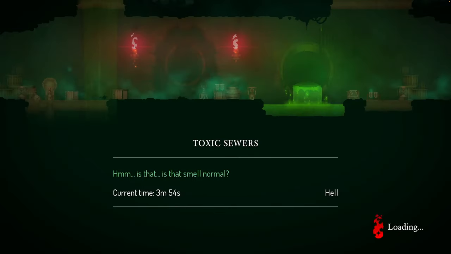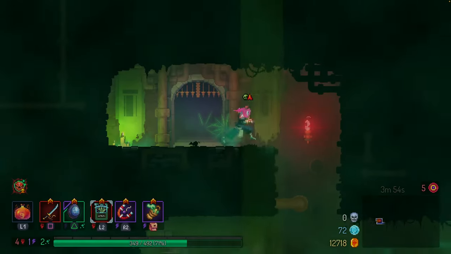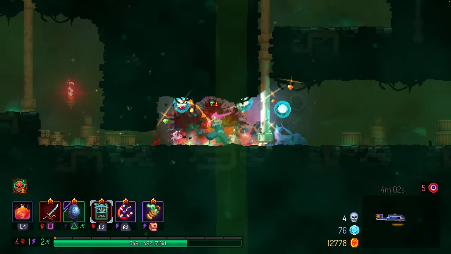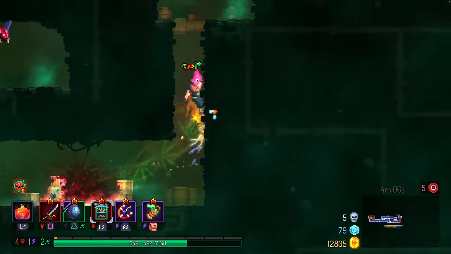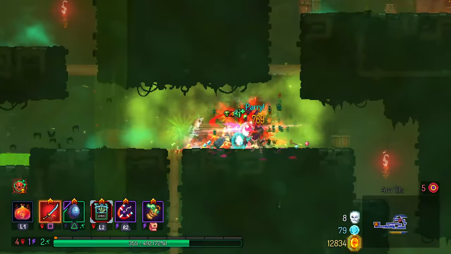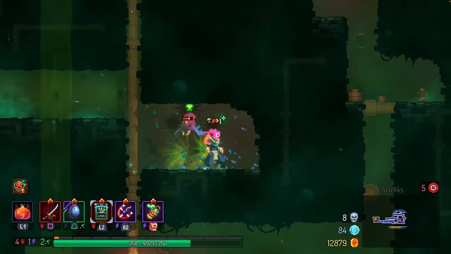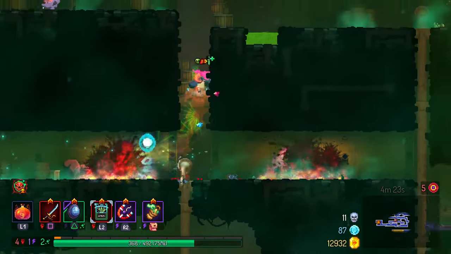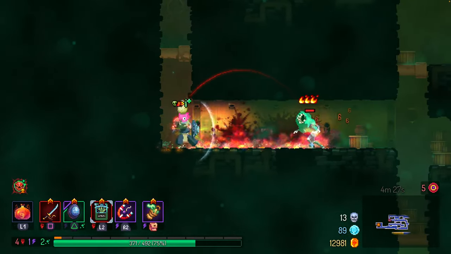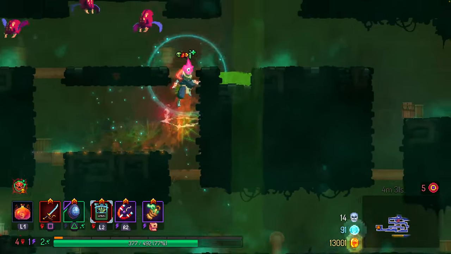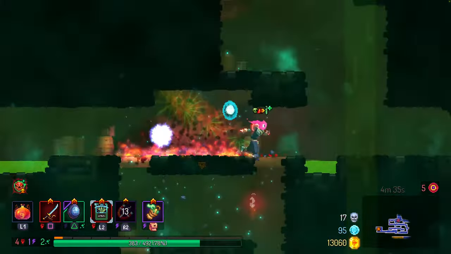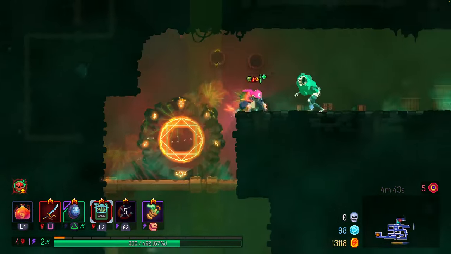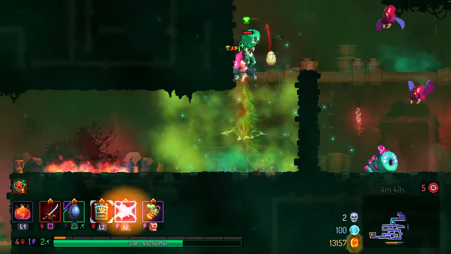Yeah, I think Prince left. Goodbye, my Prince. Got the healing modifier, so I can heal if I'm going fast enough. Look at that. There we go. Ow!